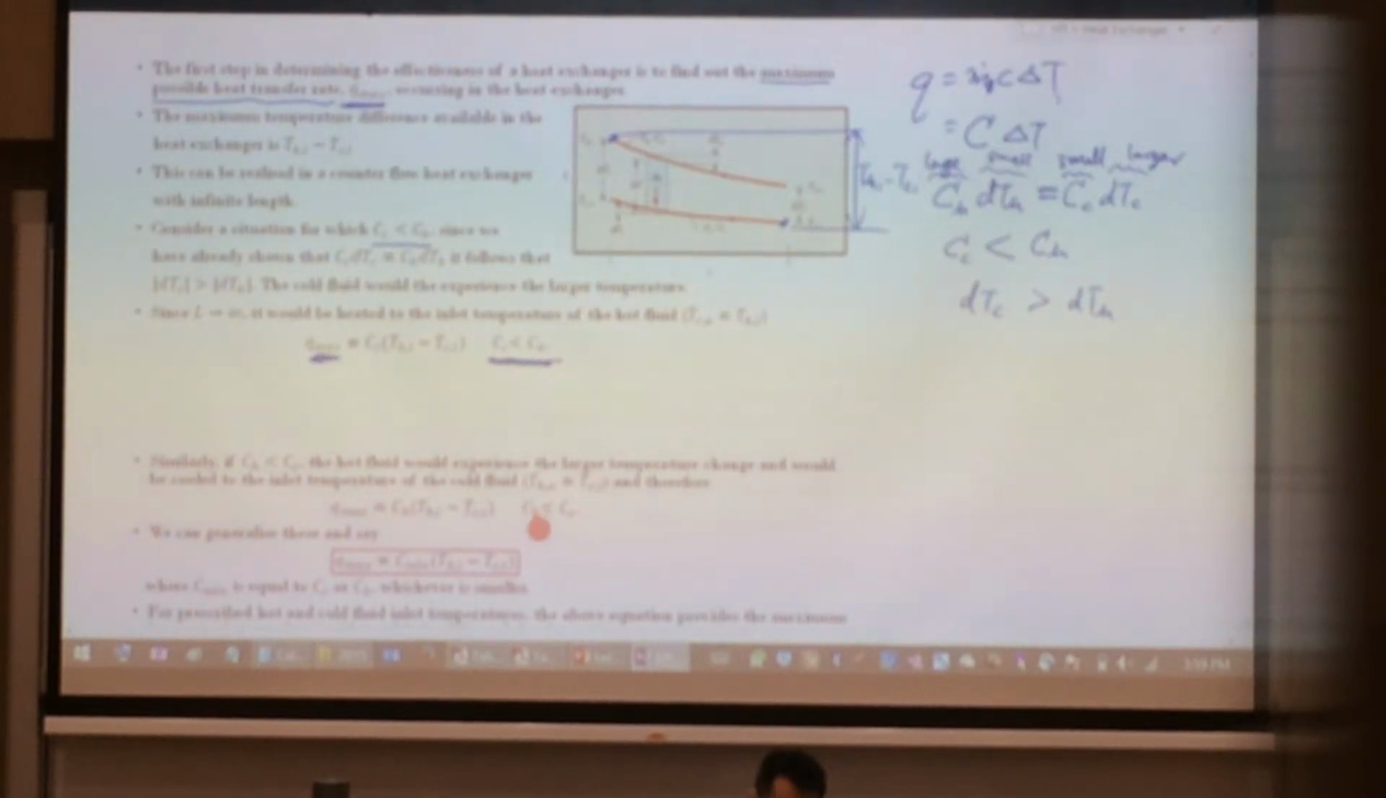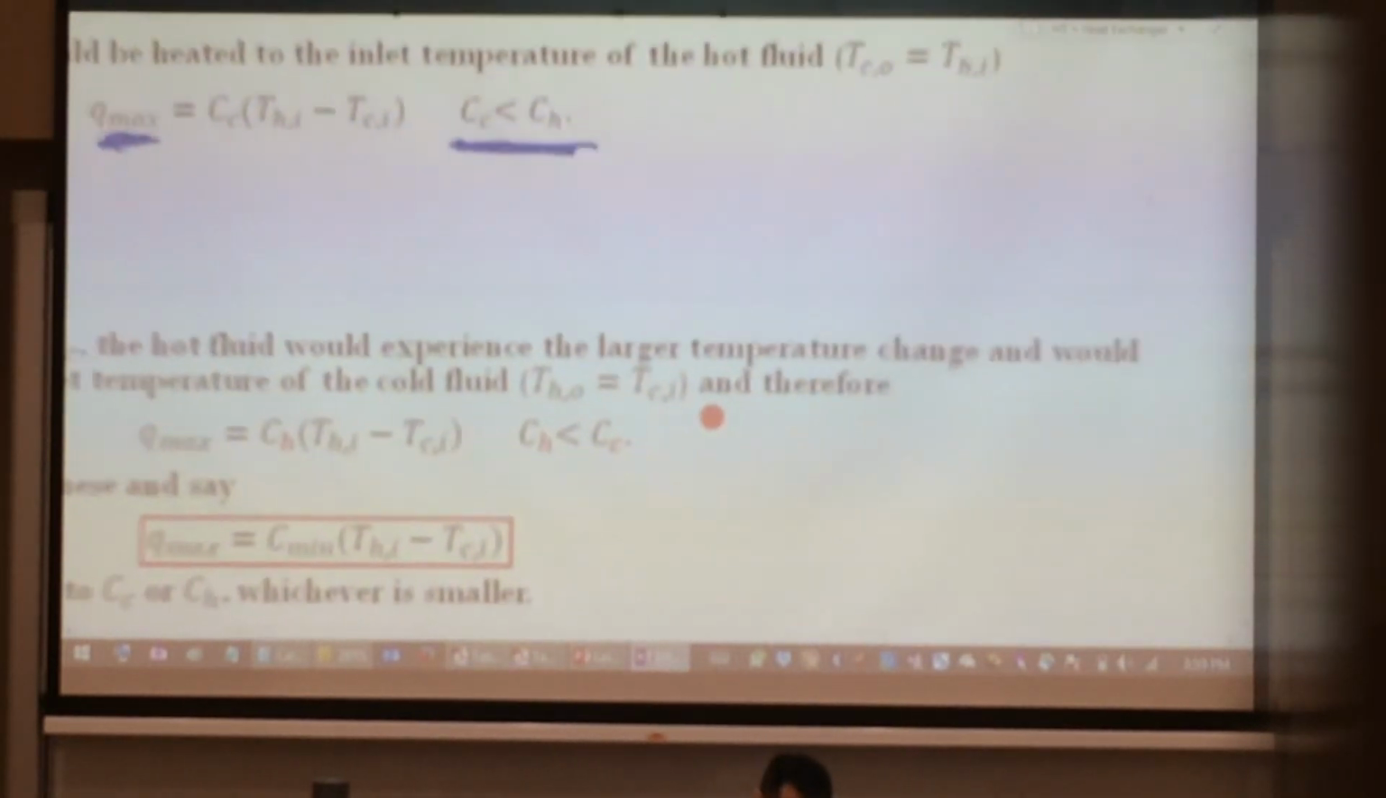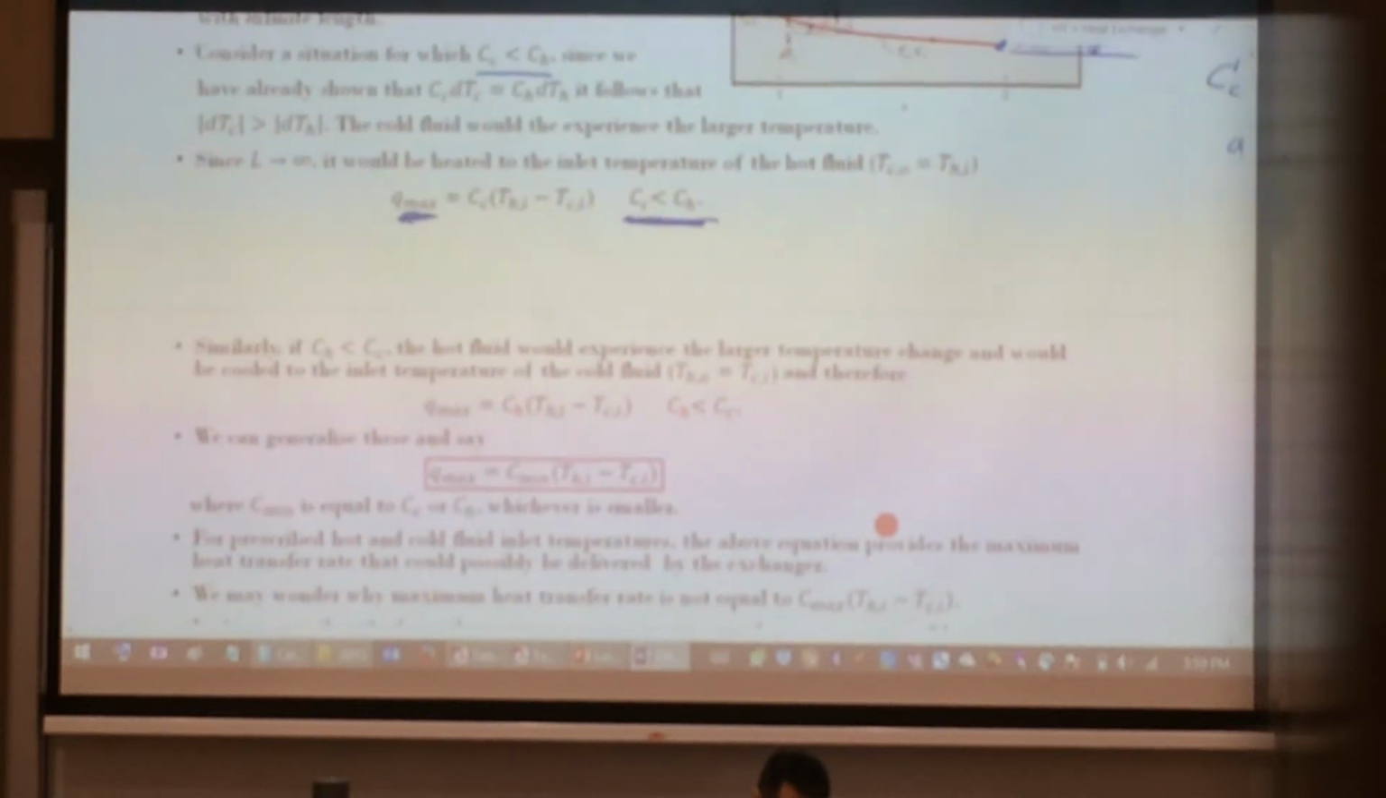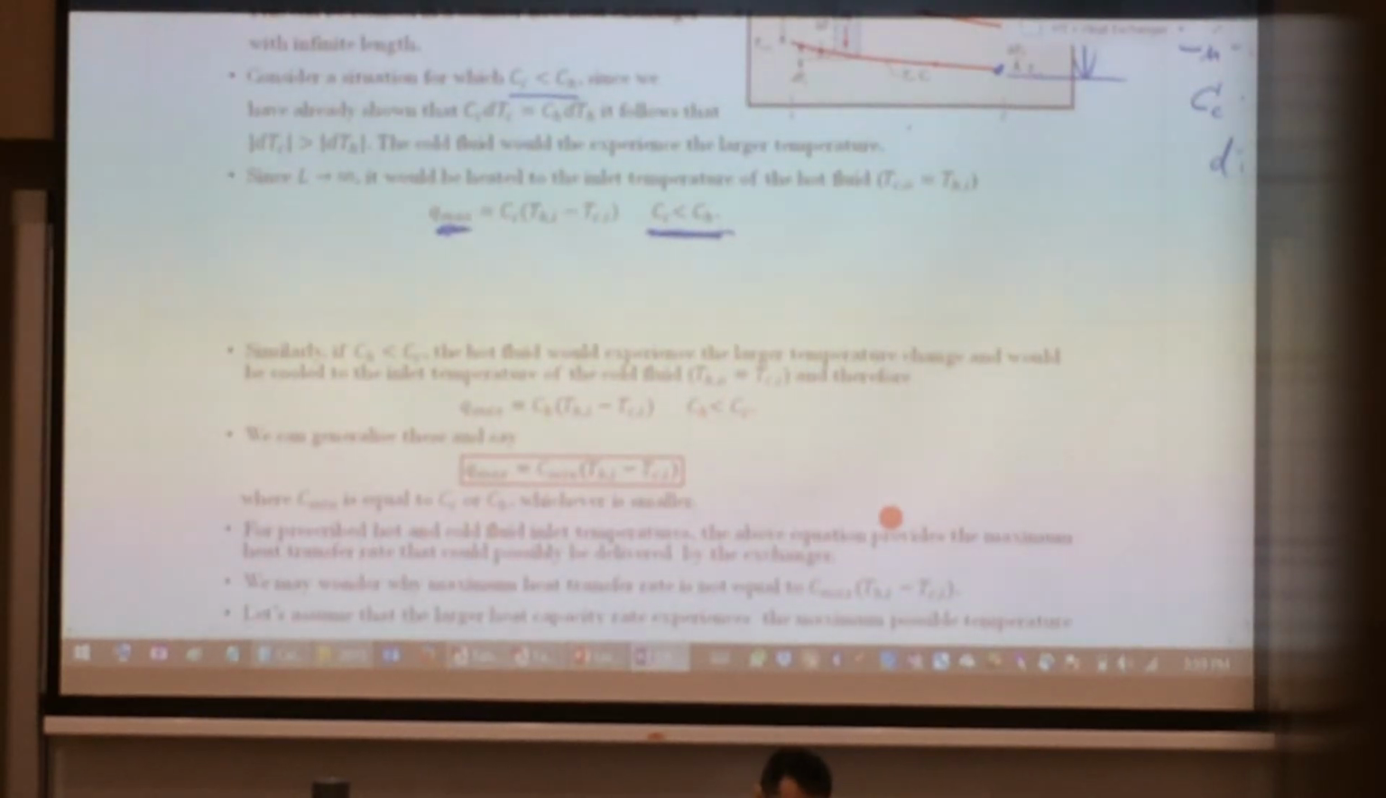Please correct those in red. I think in your notes there's a mistake, right? The one that is in red color, this H, C. If you have a case where your Ch is smaller than your Cc, then your Qmax over here will be equal to Ch multiplied by, again, your maximum temperature difference, Thi minus Tci.